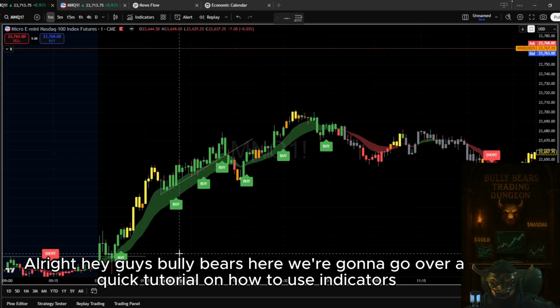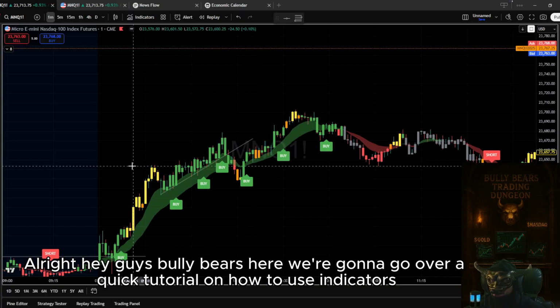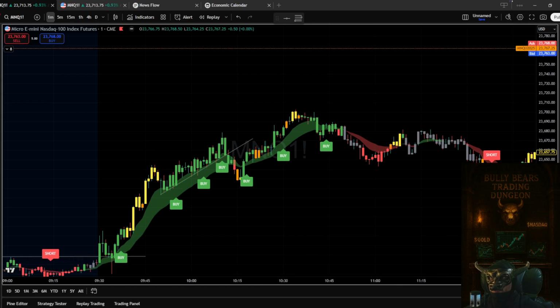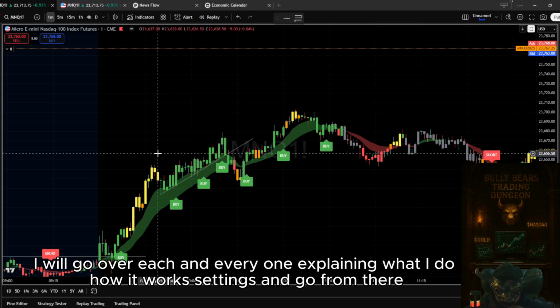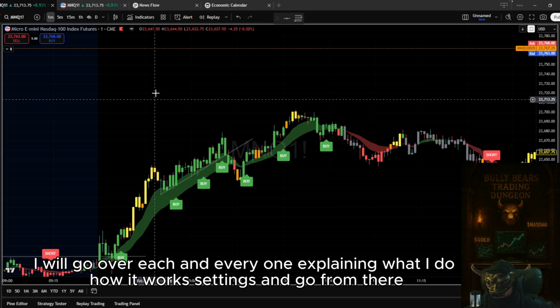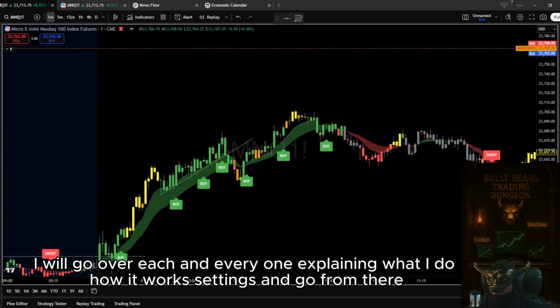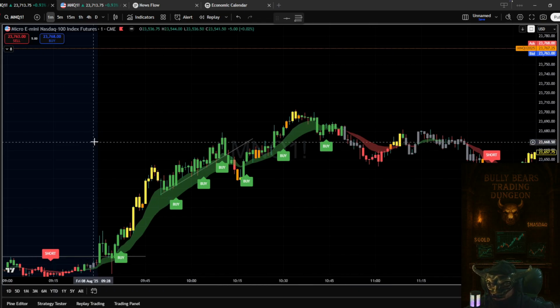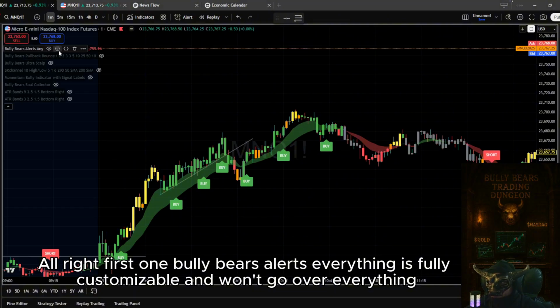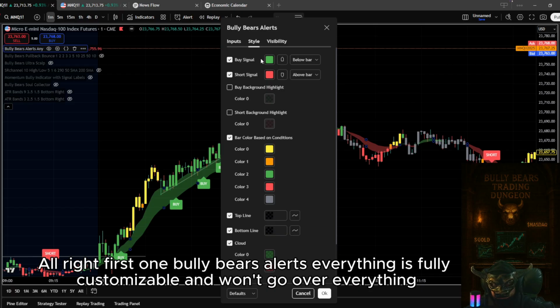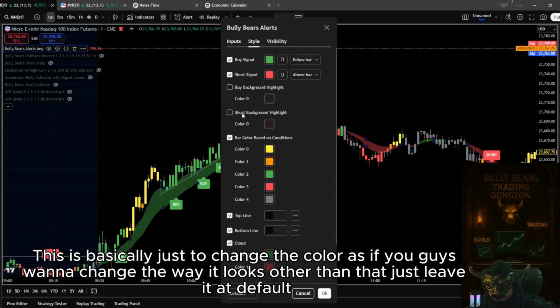We're going to go over a quick tutorial on how to use indicators. We'll go over each and every one, explain what it does, how it works, settings, and go from there. Alright. First one. Bully Bears alerts. Everything is fully customizable and we'll go over everything. This is basically just to change the colors if you want to change the way it looks. Other than that, just leave it at default.